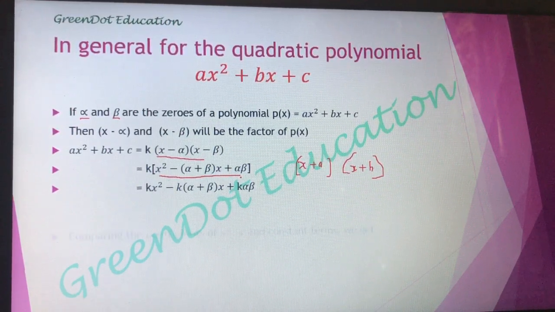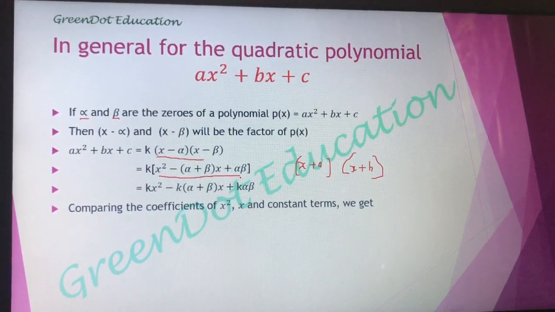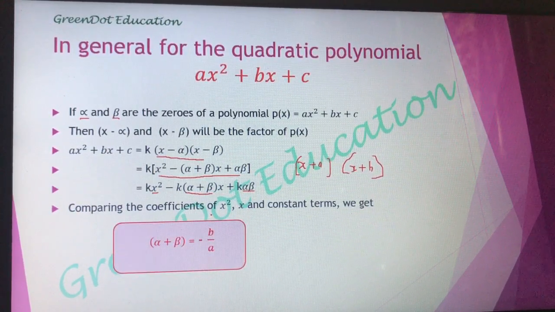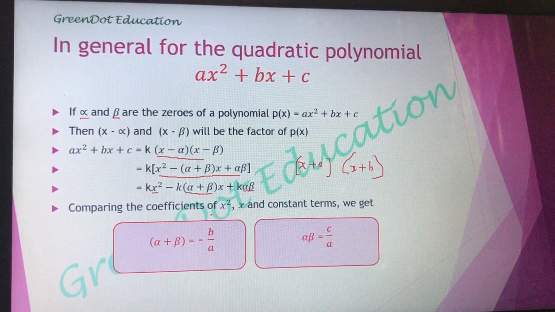k alpha beta. Now when we compare the coefficients of x square, x and the constant term, here ignoring k as it is a constant or a real number, when we think about the coefficients of x square and x and the product alpha beta, that is the constant term, we get alpha plus beta is equal to minus b by a, and similarly alpha beta will be equal to c by a.